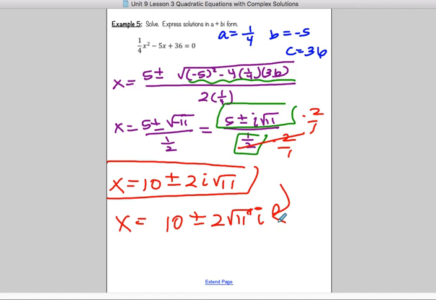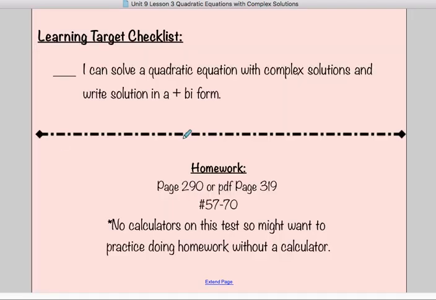Questions on example 5 or any of these, please make sure you write them down. Otherwise, your homework today is page 290 or PDF page 319, 57 through 70. No calculators on this test, and by no calculators, I mean no graphing calculator. If you want to use a scientific, you can. So you might want to practice your homework using just a basic scientific calculator. If you have questions, feel free to message me. Otherwise, have a good day, and I'll see you later.